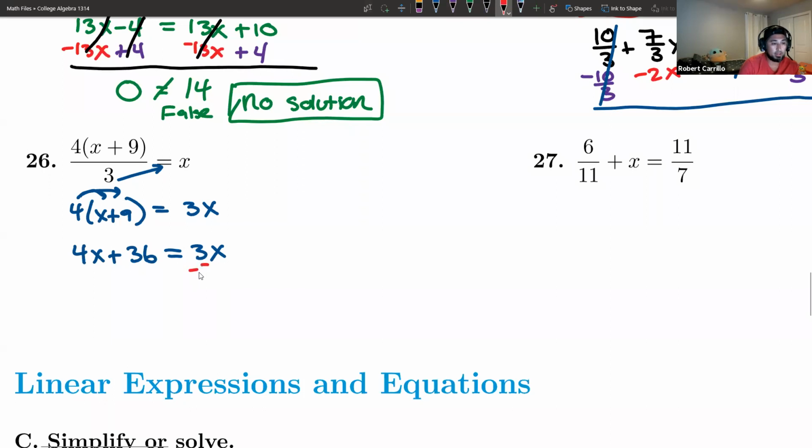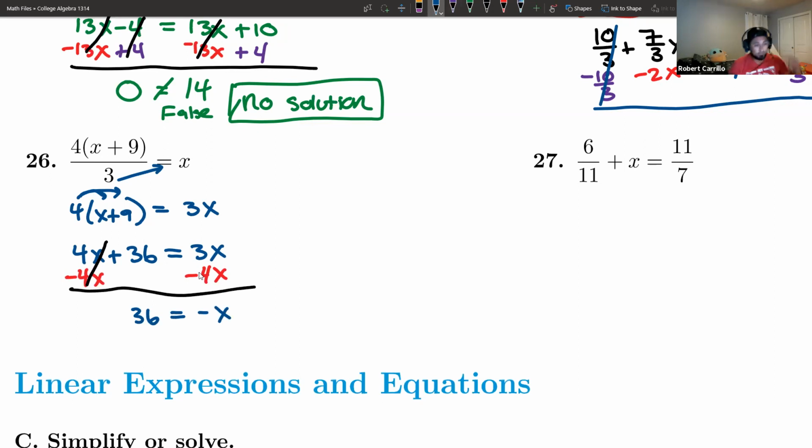Then put your x's together. Let's say minus 3x, actually, I can move the 4 over, sorry. I'm going to move the 4 over instead, since there's an x over there. I'm going to say minus 4x minus 4x. And 4x is canceled there. I'm left with 36 equal to -x. And all we have to do to solve for x is divide by -1 or multiply both sides by -1. And that will give us -36 equals x.